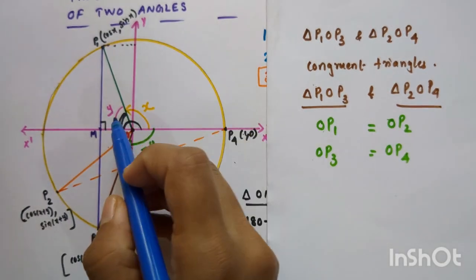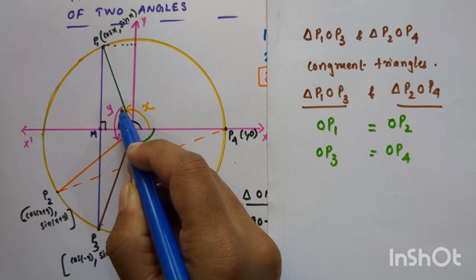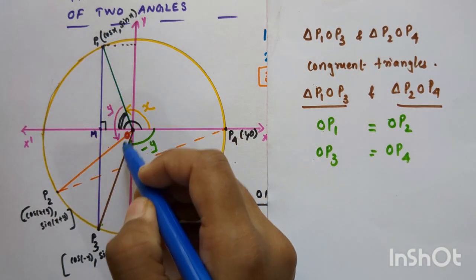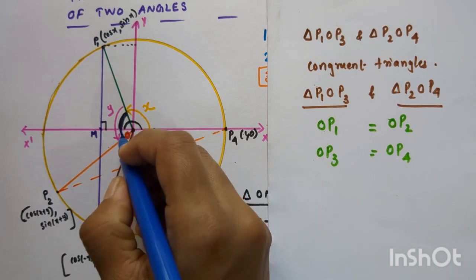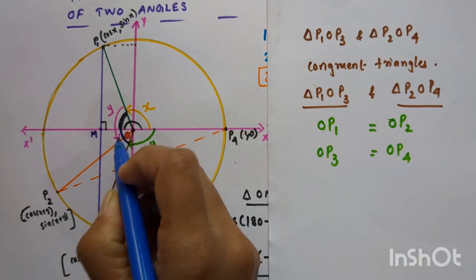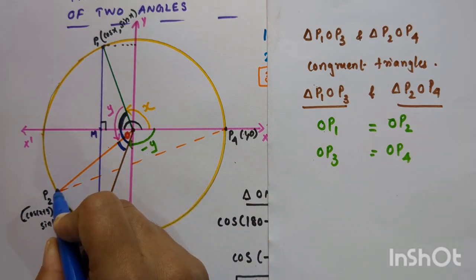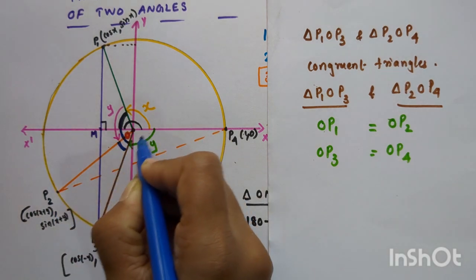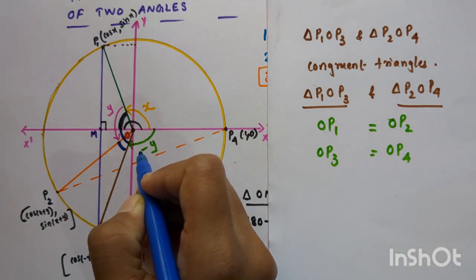And when you consider this angle of the first triangle, the total angle in triangle P1 O P3, this total angle is equal to the angle y plus some value. Similarly, when you consider the second triangle P2 O P4, what about this angle? This angle is minus y, minus because it is measured in the clockwise direction.